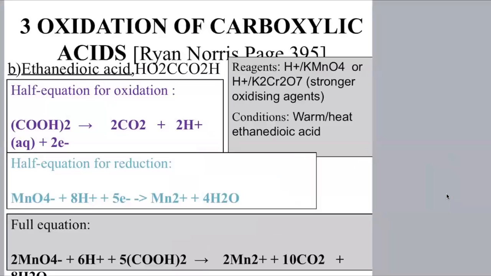And then you are asked to write down the half equations. So you would need a half equation for oxidation and a half equation for reduction. For oxidation, obviously it's the ethandioic acid being oxidized, and for the reduction, it is the manganate ion. So you need to be familiar with these half equations, which you already learned in AS. Now you may be wondering, my oxidizing agent is acidified potassium manganate, H plus KMnO4.